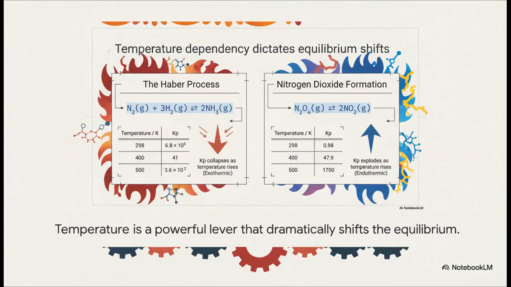Okay, one last and super critical point. That K, Kp and Kc, it isn't truly constant. It's actually highly dependent on temperature. Just look at these two real-world examples. For the Haber process, which is exothermic, cranking up the temperature makes Kp plummet, meaning you get way less product. But for the endothermic formation of nitrogen dioxide, increasing the temperature makes Kp skyrocket. Temperature is like a powerful lever that lets you control the outcome of a reaction.